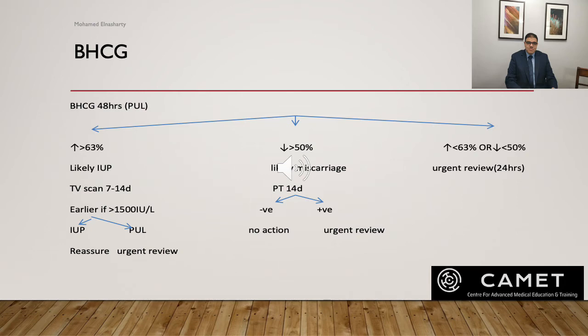The first scenario is BHCG increase of at least 63%. This is likely an intrauterine pregnancy, and in this case, you can provide the patient with a TV scan in 7 to 14 days, or earlier if the level is more than 1500. Or BHCG drops by more than 50%, which is likely a miscarriage. In this case, the patient should do a pregnancy test in 14 days. If it is negative, there is no action to be done, as it is most likely a miscarriage. If it's still positive, it will require an urgent review.